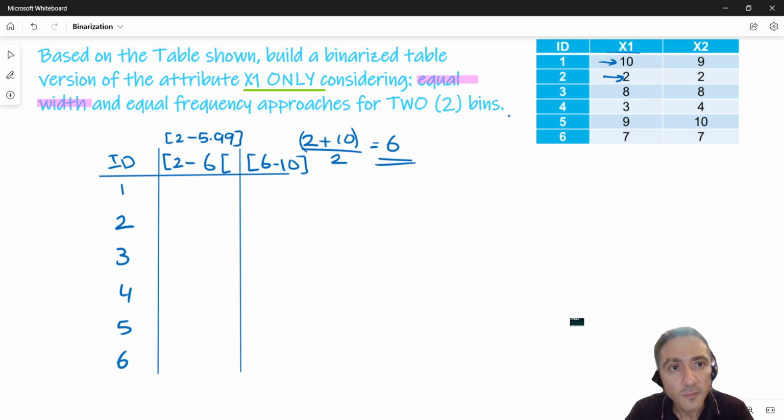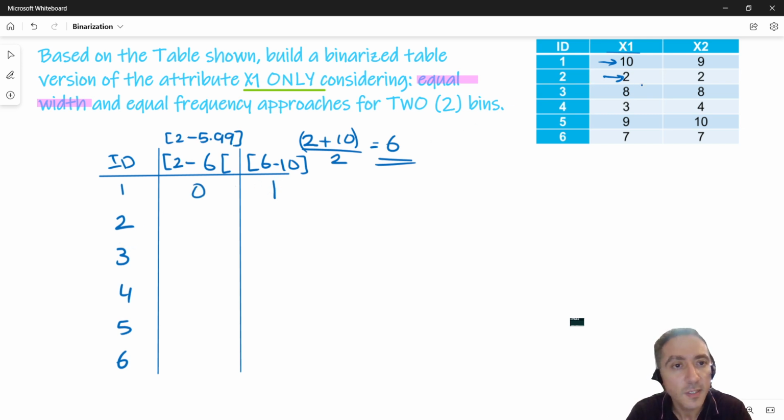So now for the first range, let's look into the first value. Sorry, the first object is 10. So where should 10 be located, the first range or the second? Absolutely in the second. Again, binarization should represent the object only by 0 or 1. So since it's here, of course, it's not here, 0.